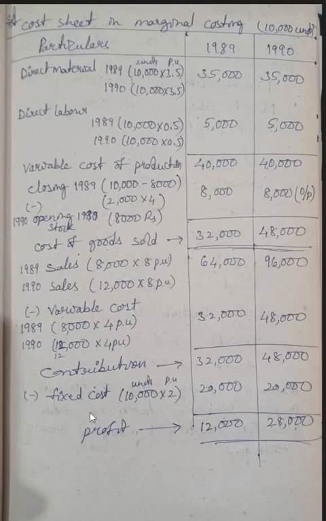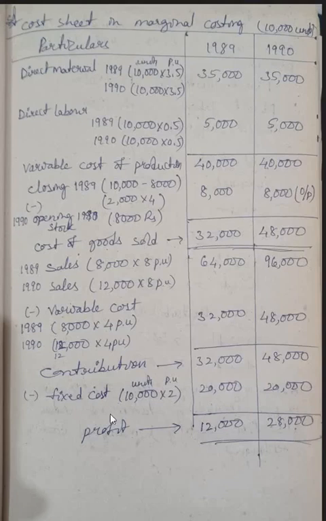And for fixed cost we take 10,000 units because the production is 10,000 units. Whatever the production, it will be charged on that basis. 10,000 units into 2, you will get 20,000 in both years. If you subtract 20,000 from 32,000, you will get 12,000 in 1989. And in 1990, 48,000 minus 20,000, you will get a profit of 28,000.